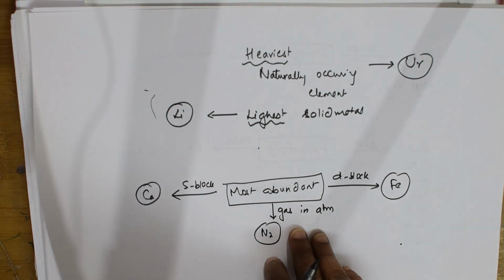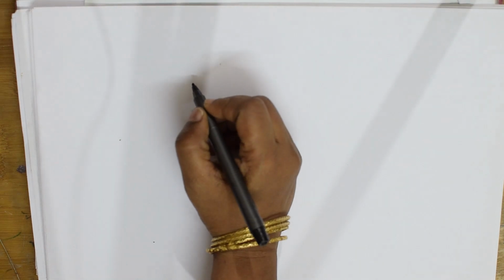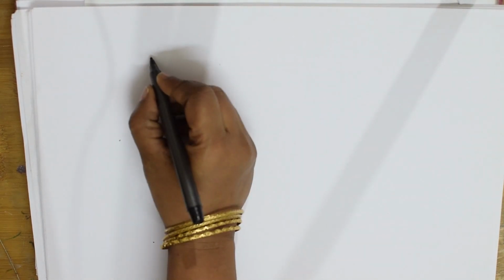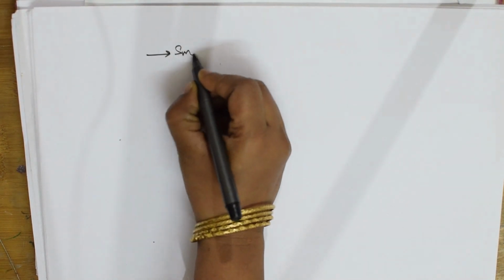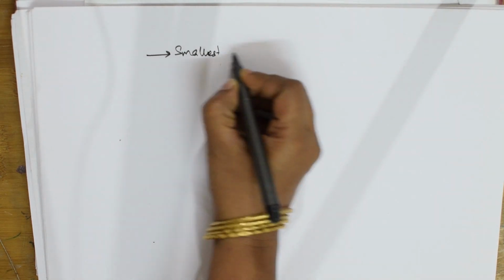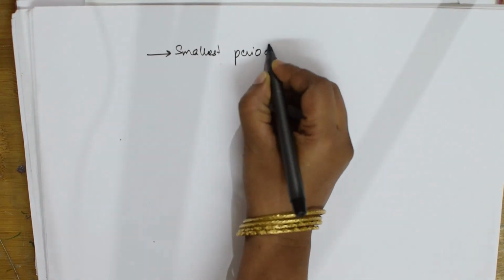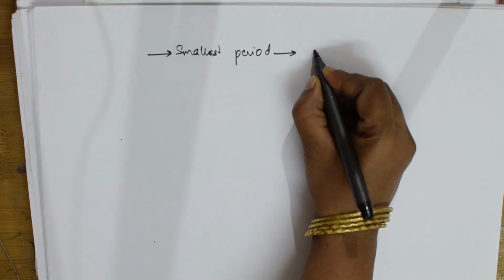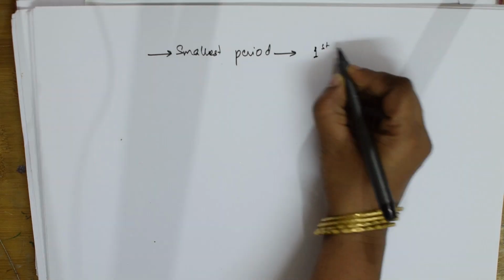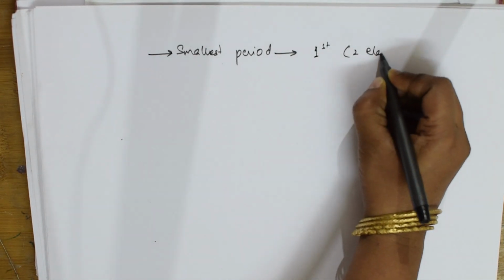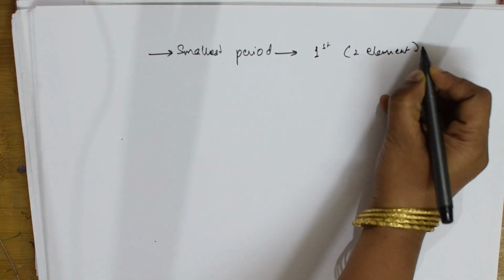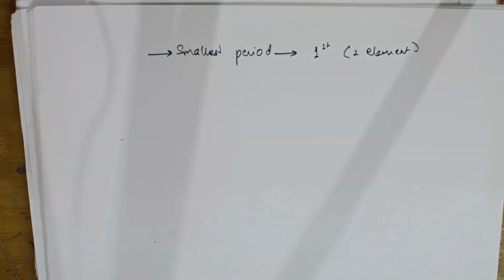Right, students? Now, let us speak something about the periodic table. In the periodic table, what is the smallest period? The smallest one would be the first period. How many does it have? It has only 2 elements. That is hydrogen on this side, helium on that side.